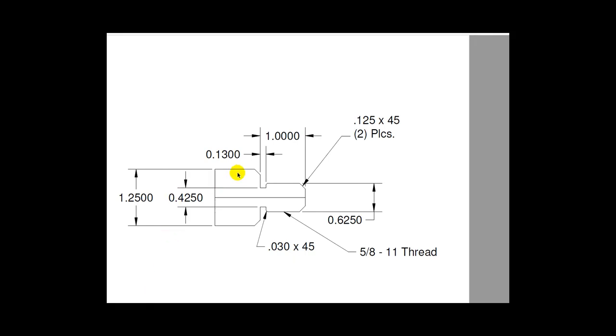You can see from the drawing that we're taking 1.25" stock, turning it down to 5/8, grooving the back, and putting a 5/8-11 thread.